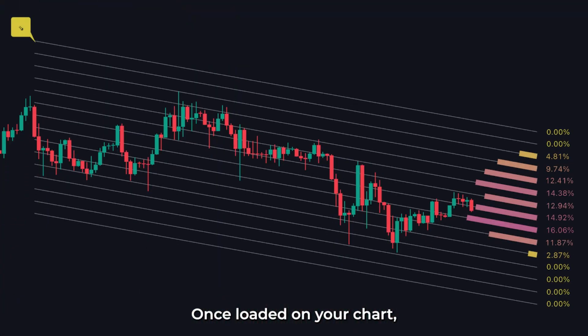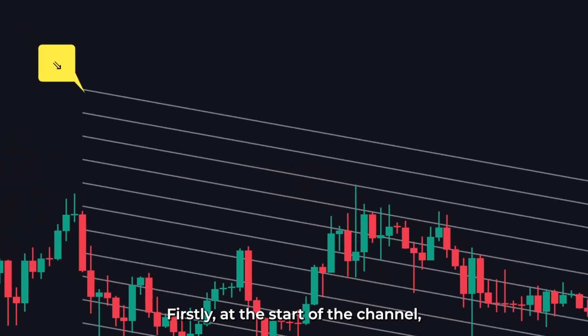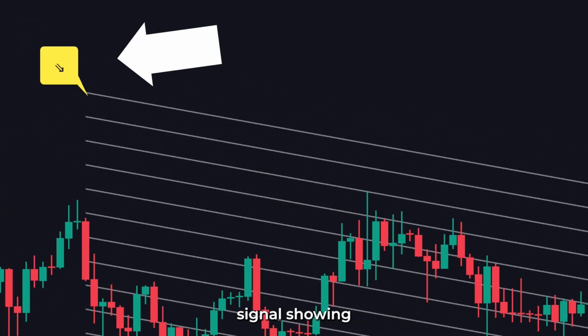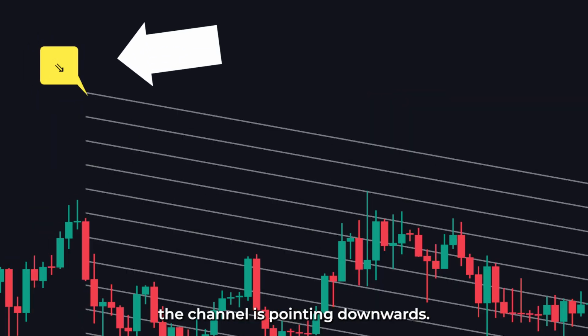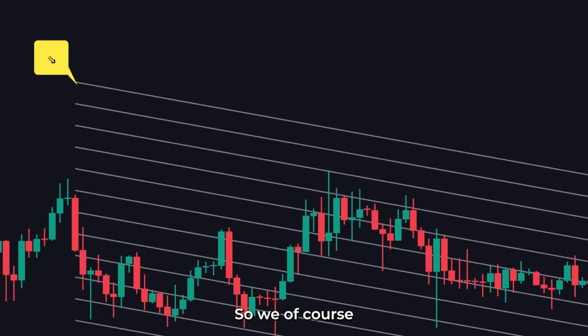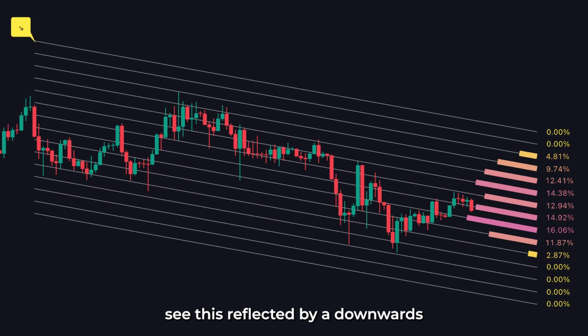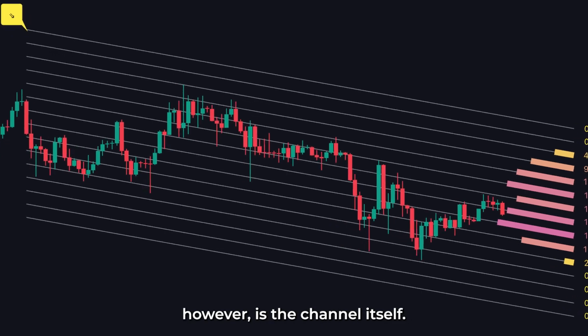Once loaded on your chart, you'll see a channel with a colorful histogram. Firstly, at the start of the channel, we have our trend direction signal showing whether the market is in an uptrend or a downtrend. Here, for example, the channel is pointing downwards, so we of course see this reflected by a downwards pointing arrow.